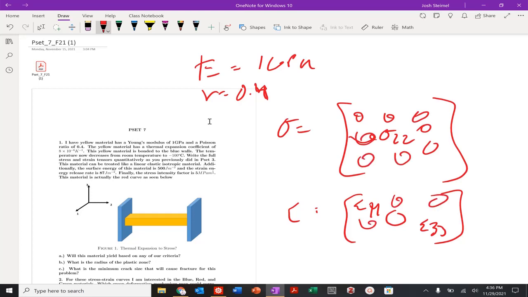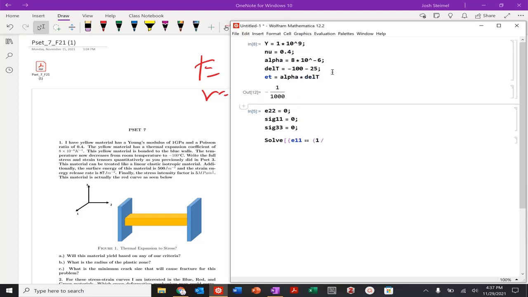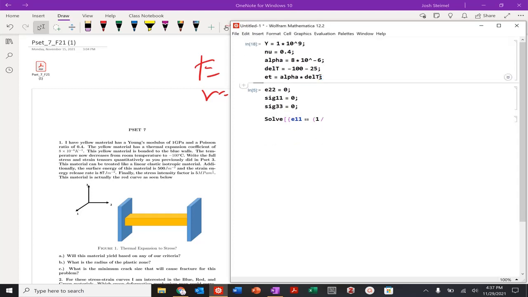Same thing: I have 3 unknowns, but I can write my 3 equations. My E22 is equal to 0, my sig11 equals 0, my sig33 equals 0, and I can now solve my series of equations for E11. And remember, the thermal strain, E thermal, is alpha times del T, and you can see that value here. Negative, makes sense, fantastic. So now we can start to solve this problem.